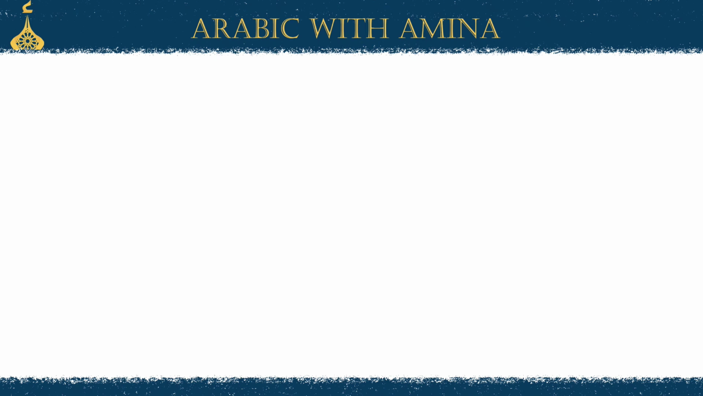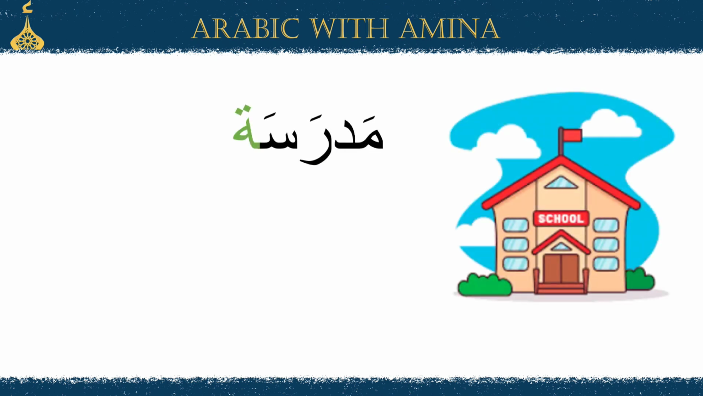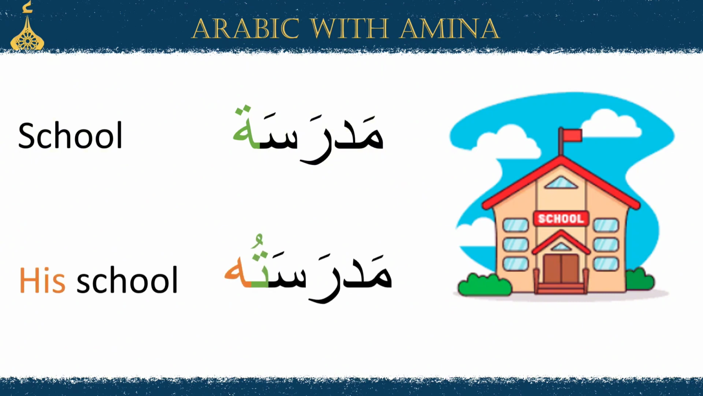Oh, and yes, you can still add the letter ha, the possessive pronoun his, to a word ending in ta marbuta. For example, madrasa means school. We can say his school by adding the letter ha to the end of the word. But remember, the Taa Marbuta will be changed into a letter ta before the ha is added. مدرسته, his school.